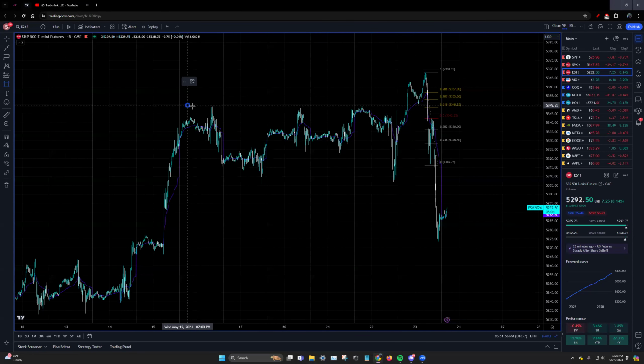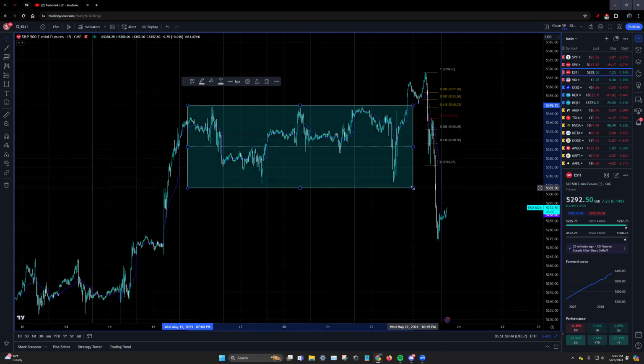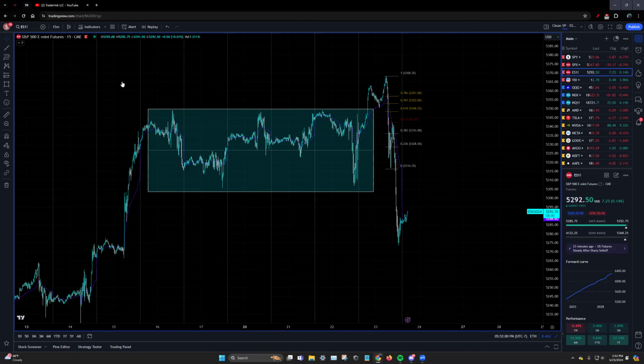Also, for anyone who's into ICT stuff, this is the picture perfect definition of accumulation, manipulation, distribution.